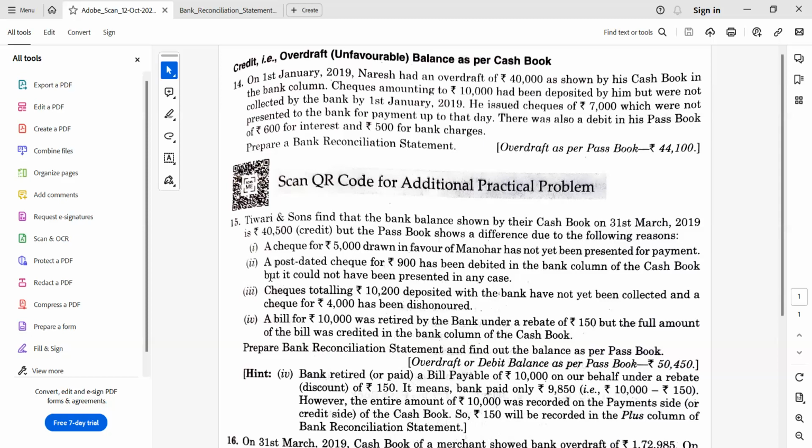On 1st January 2019, Naresh had an overdraft of rupees 40,000 as shown by his cash book in the bank column. What will be written in the starting for this overdraft balance? Overdraft balance as per cash book. Yes, you can write it overdraft as per cash book or credit balance as per cash book.